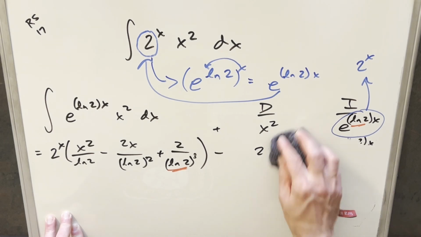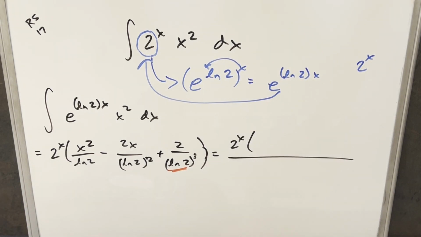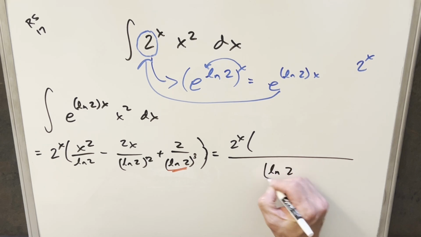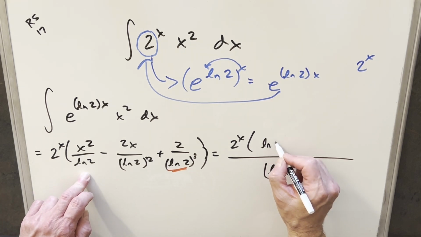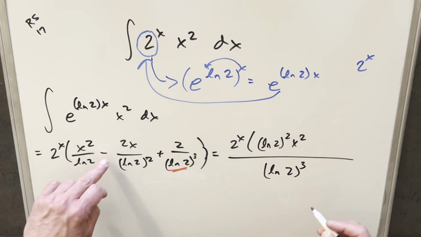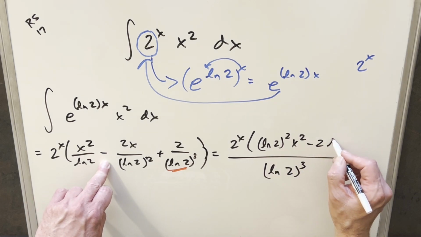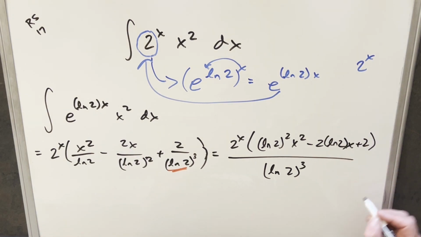So let me make some space. We'll have our 2 to the x out front, and then all over ln2 all cubed. From here, for our first term, this becomes ln2 squared times x squared. For the second, I can write this as minus 2 ln2 times x. And for this last one, we just have a plus 2 here, close the parentheses, add a plus C, and that's it.